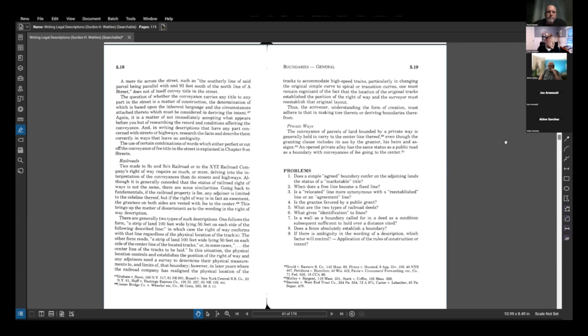And then he ends this here with private ways. The conveyance of parcels of land bounded by private ways is generally held to carry to the center line thereof, even though the granting clause includes its use by the grantor, his heirs and assigns. An open private alley has the same status as a public road, as boundary with conveyances of fee going to the center.